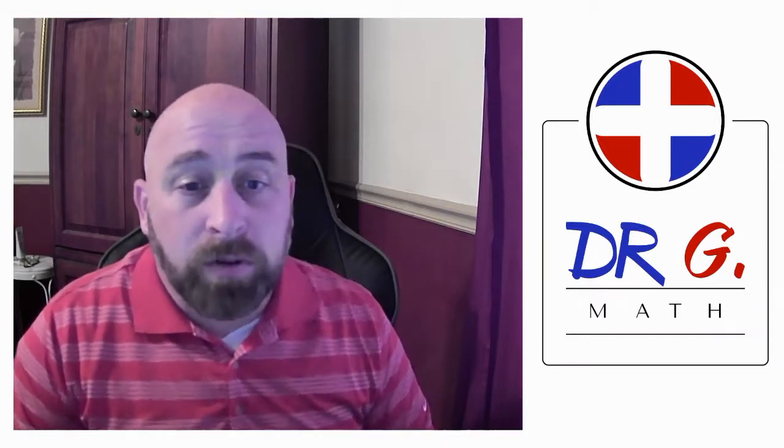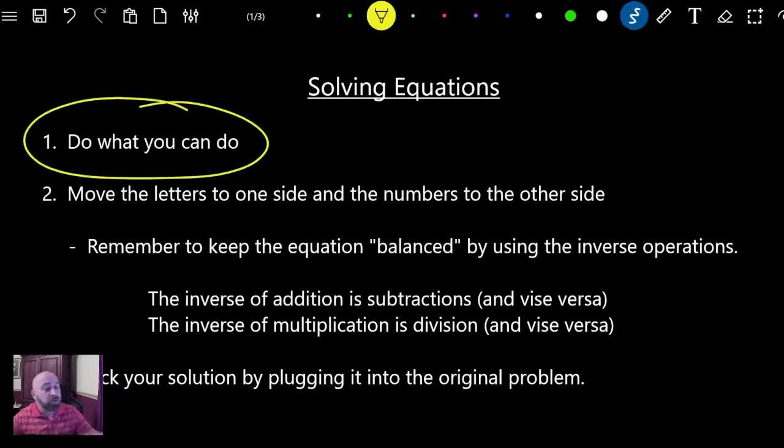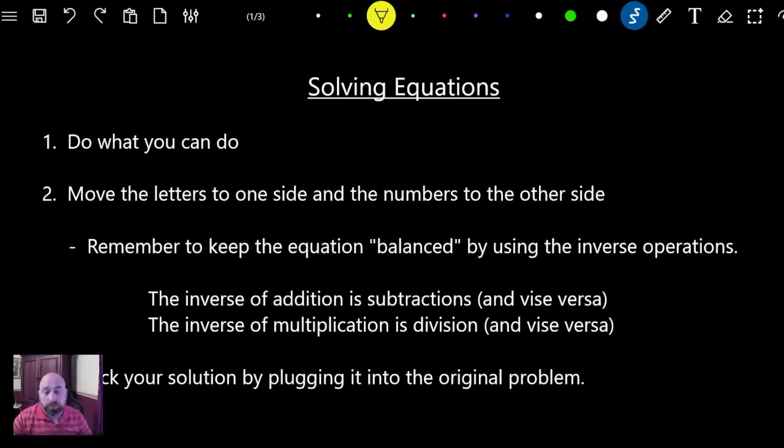All right, if you will, go ahead and look down here at the screen, and I'm going to give you some basic steps to solving an equation. What we're going to do in this lesson is walk through each one of these separately. So step number 1, when you're solving an equation, you always want to do what you can do. Now that sounds silly, and I kind of made that up.